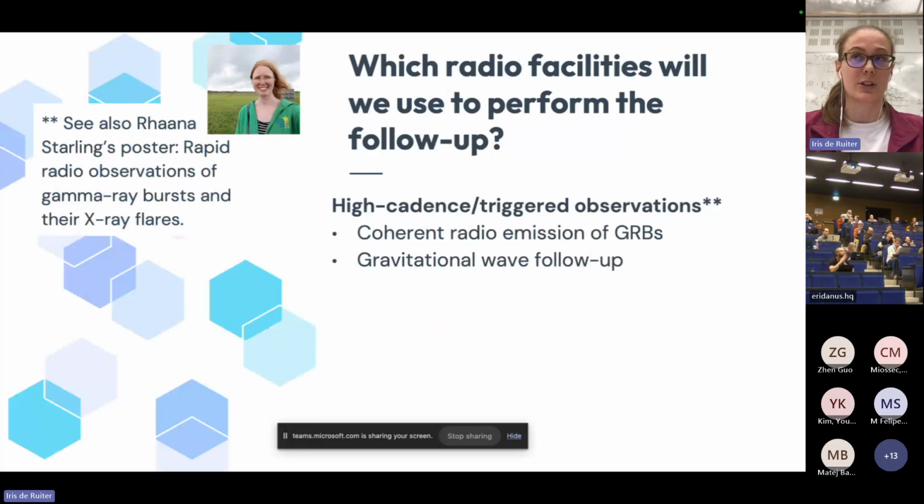So we really want triggered observations, which will be difficult to do with the SKA. Well, it won't be difficult, but you will have to make a really good case of why you want to override everything to look at your particular source. For more information about this specific topic, also take a look at Rana Starling's poster, who has made an overview of the work that we've been doing on rapid radio observations of gamma ray bursts.